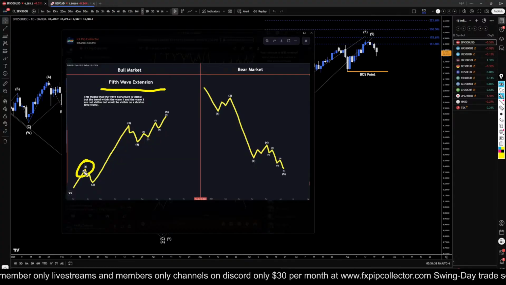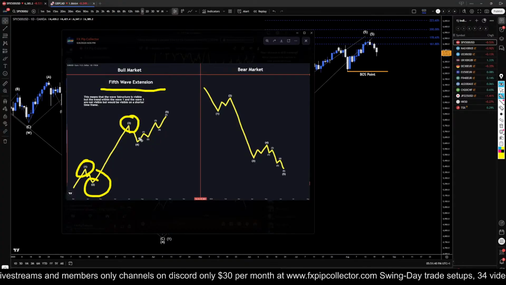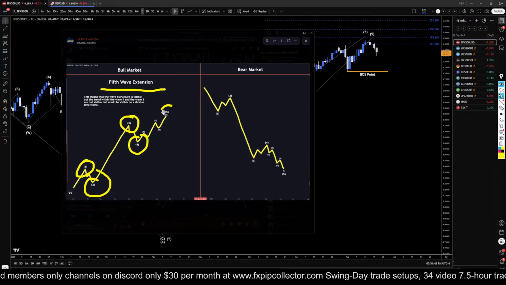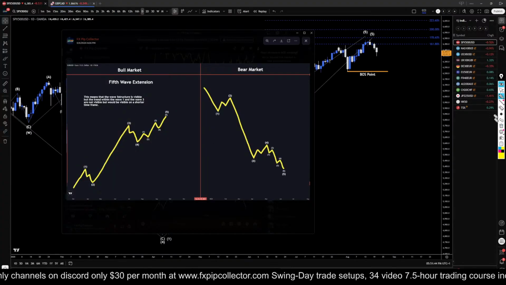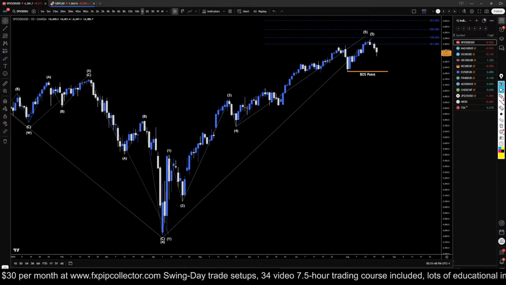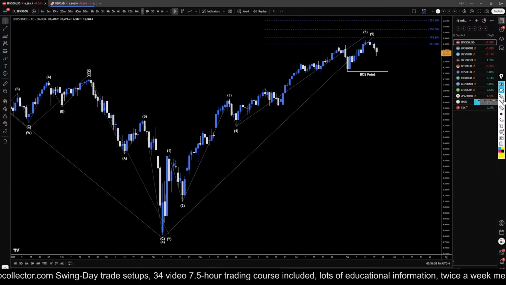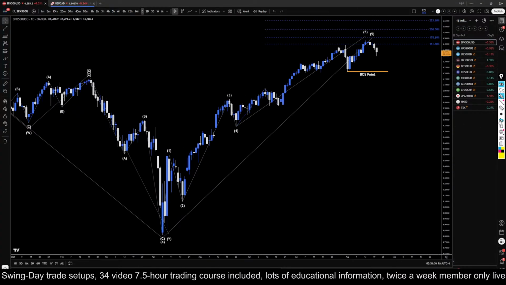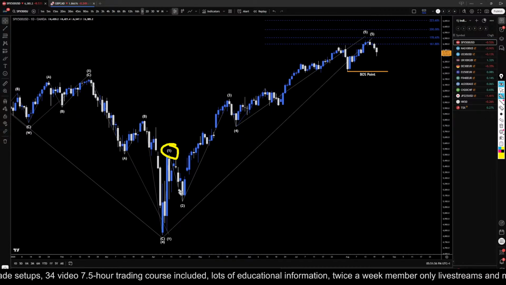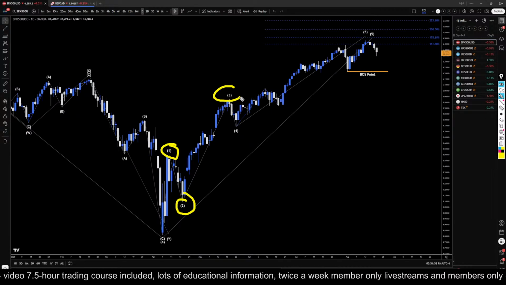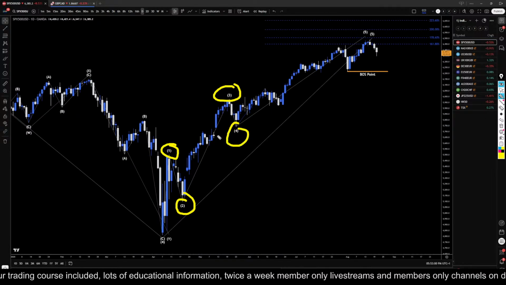I think we have a wave one, wave two, wave three, wave four, and right now we're in the fifth wave extension. It seems very clear to me on the daily time frame that we're in a fifth wave extension, which is something to pay attention to because these extensions don't really happen every day. So you have wave one, two, three, four, and then you have a fifth wave pattern from there.